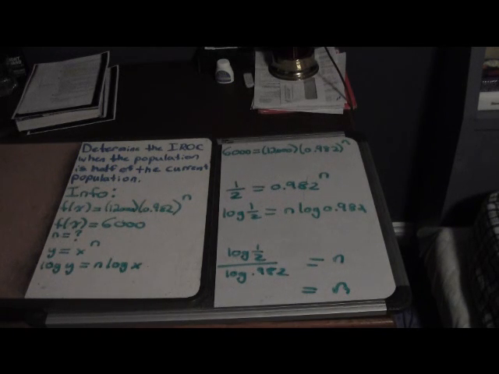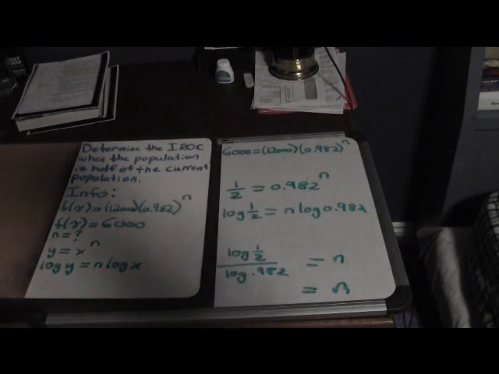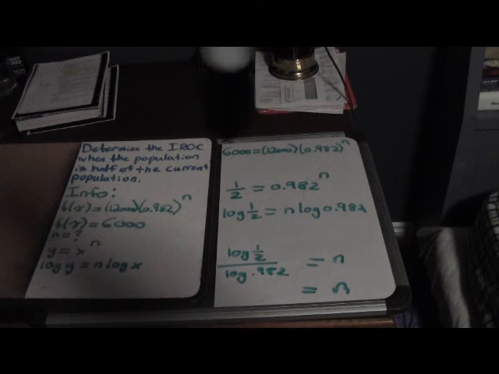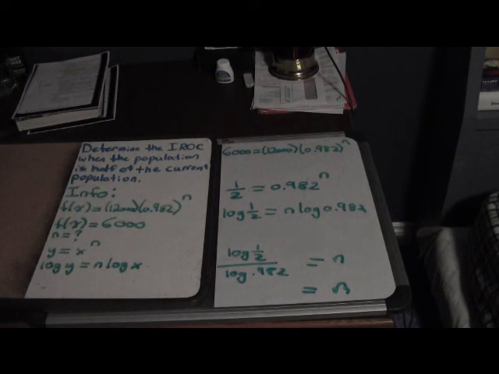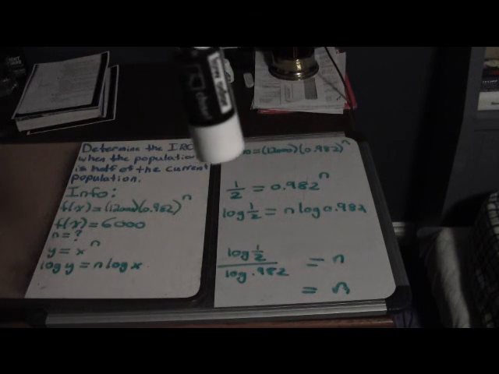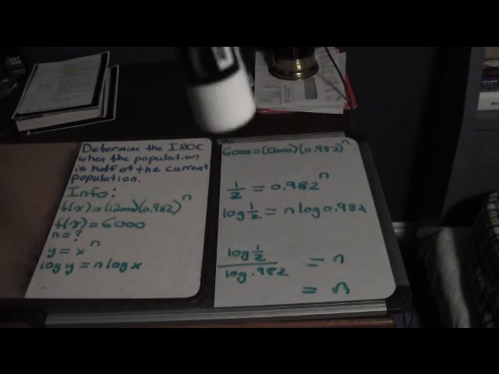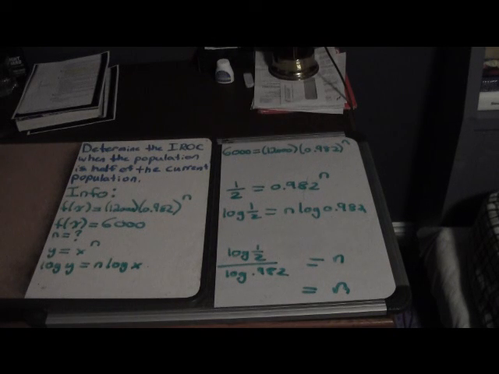So let's repeat the question. Determine the IROC when the population is half of the current population. So now looking over onto the right side of the board, we have our equation. 6,000, which is half of the current population, is equal to 12,000 times 0.982 to the exponent n. Now, what I did from the first step down to the second step is I got rid of the 12,000. The 12,000 is an extra number we don't need, and it'll just make it so much harder to solve the equation. So what you need to do as your first step, once you have this equation, is divide both sides by 12,000.